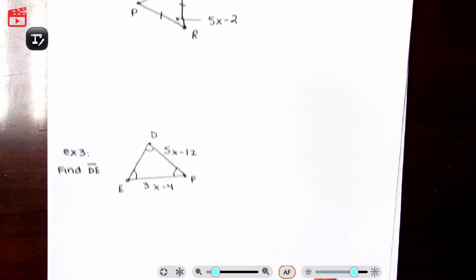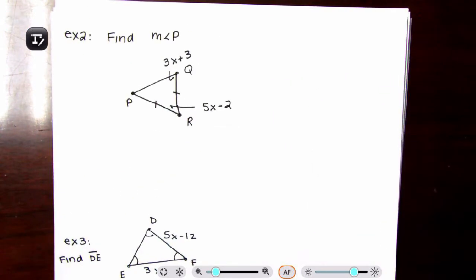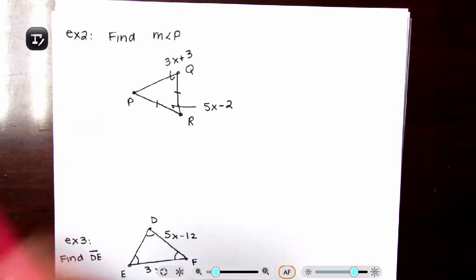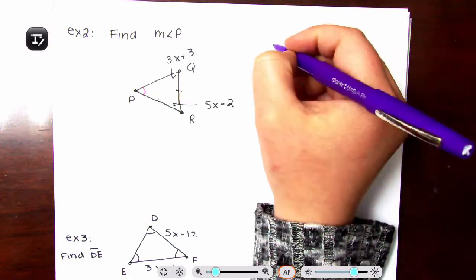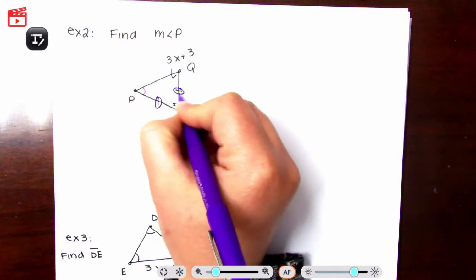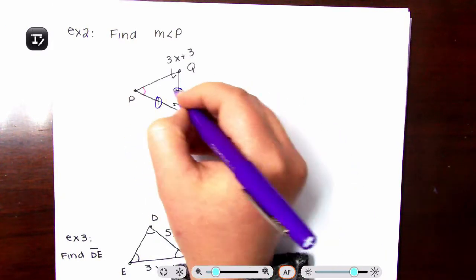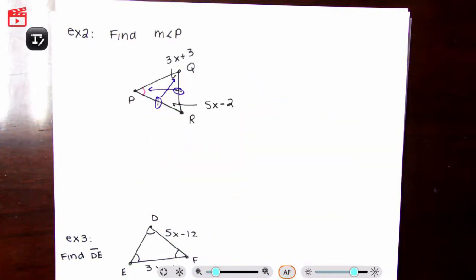Moving on to example number 2. Let's find example number 2. There it is. In example number 2, it's asking us to find the measure of angle P. P for Paul. Again, what do we have? We have 2 tick marks, just like in the previous one, and that means the angles opposite those sides are congruent. So very, very similar question.